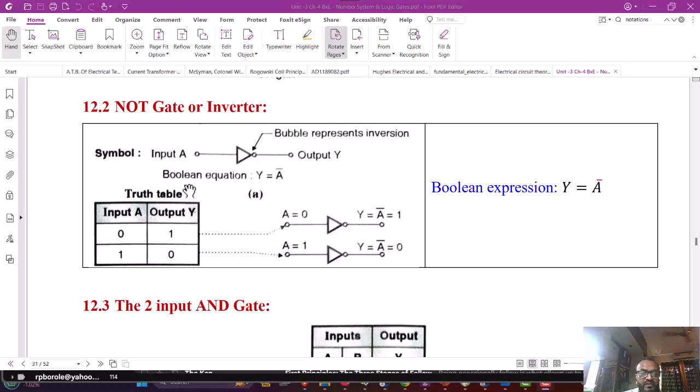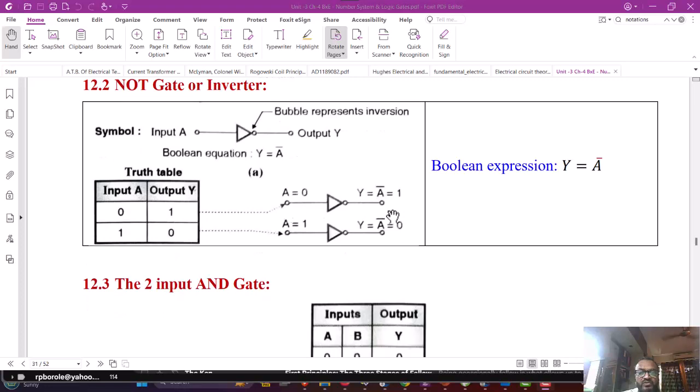Here only a single input is there, so a 1-bit input results in only two combinations. See here, when input is 0, the output of the inverter is the complement of it, that is 1. When input is 1, the output will be 0. These two combinations are shown here. When input A is 0, output will be A complement, which is 1. When A is 1, output will be 0.